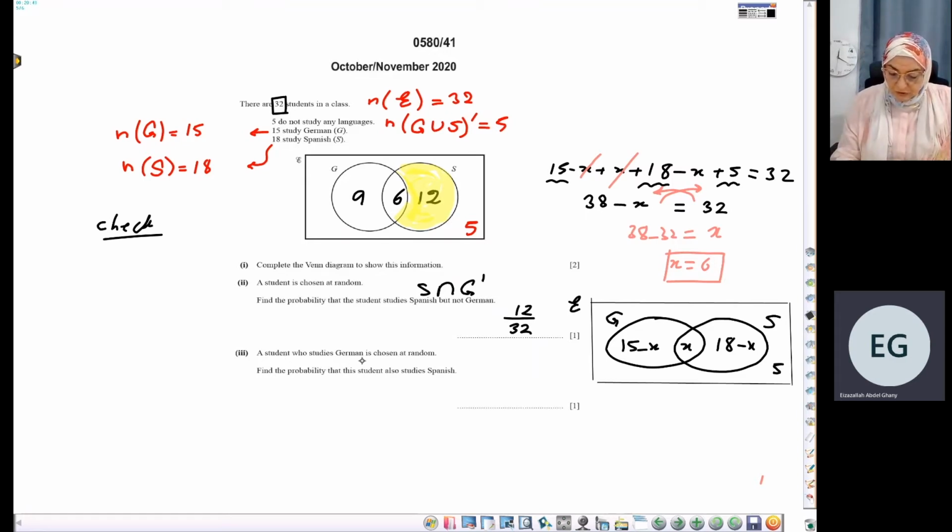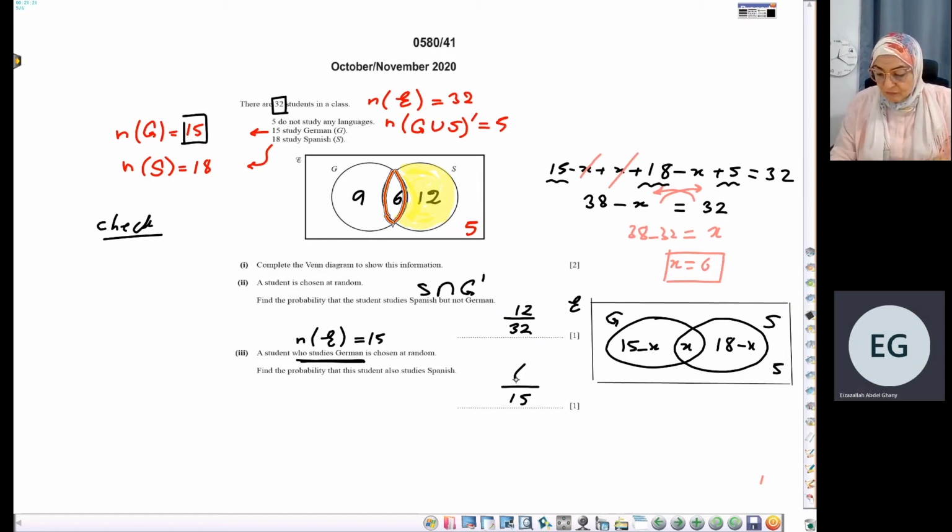A student who studies German is chosen at random. This is conditional probability. A student who studies German means the universal number related to this part will be only the students who study German, which are 15. So the fraction should be something over 15. Find the probability that this student also studies Spanish. Studies German and also studies Spanish, it means we have probability of 6 students out of 15.